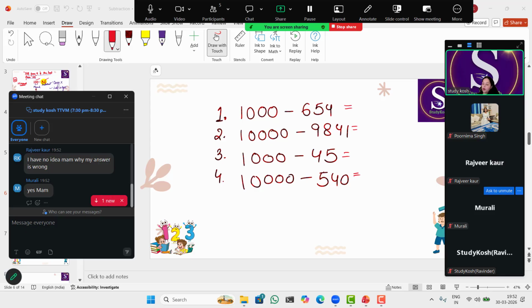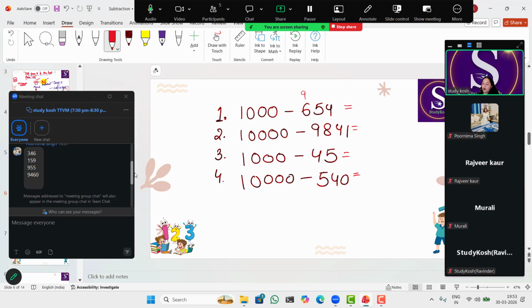Then we have 10,000 minus 9841. So the number of zeros and digits are same, all from 9, last from 10. So here we have 0, 1 and 5 and 9. So 159 is the correct answer. Then 1000 minus 45. So we need to attach one zero because the number of digits here we have 3 and here we have two digits only. So 9, 9, 10. So 9, 5 and 5, right?